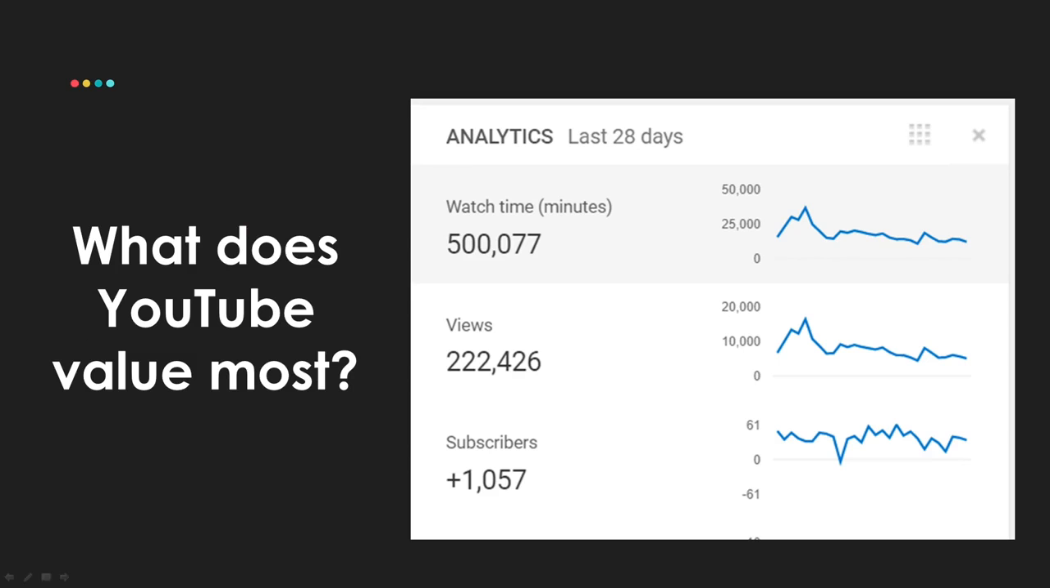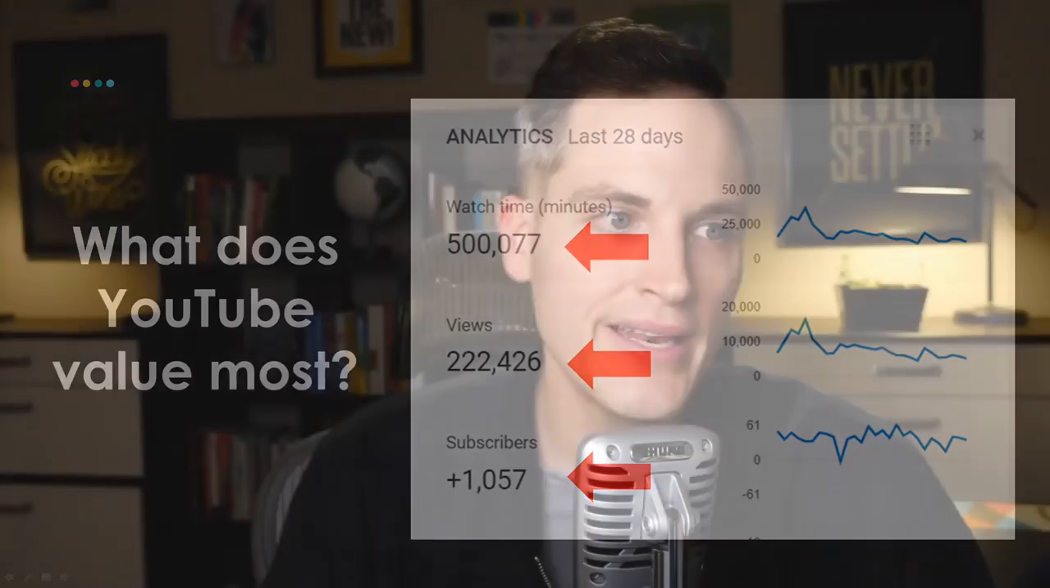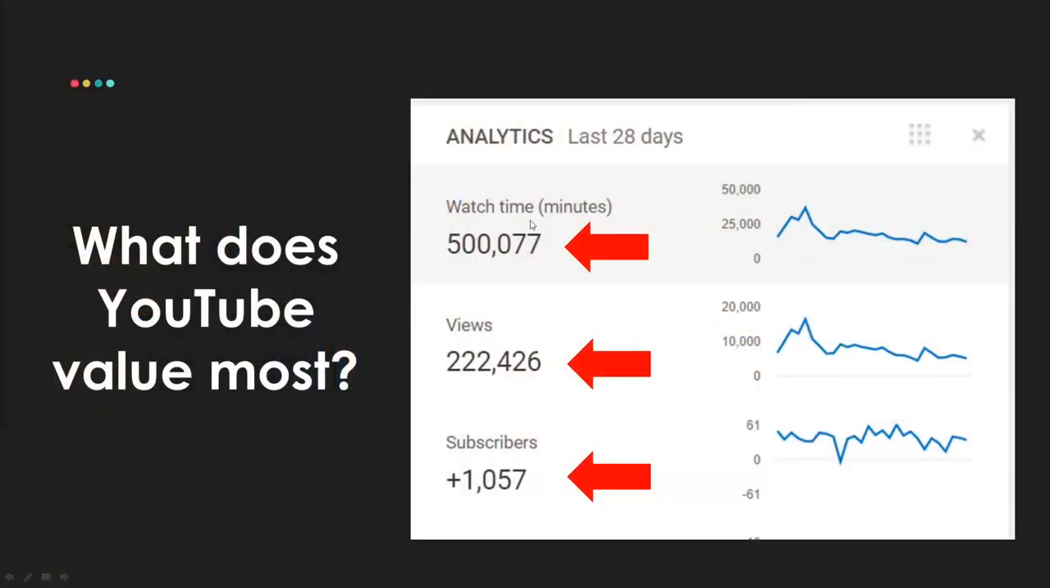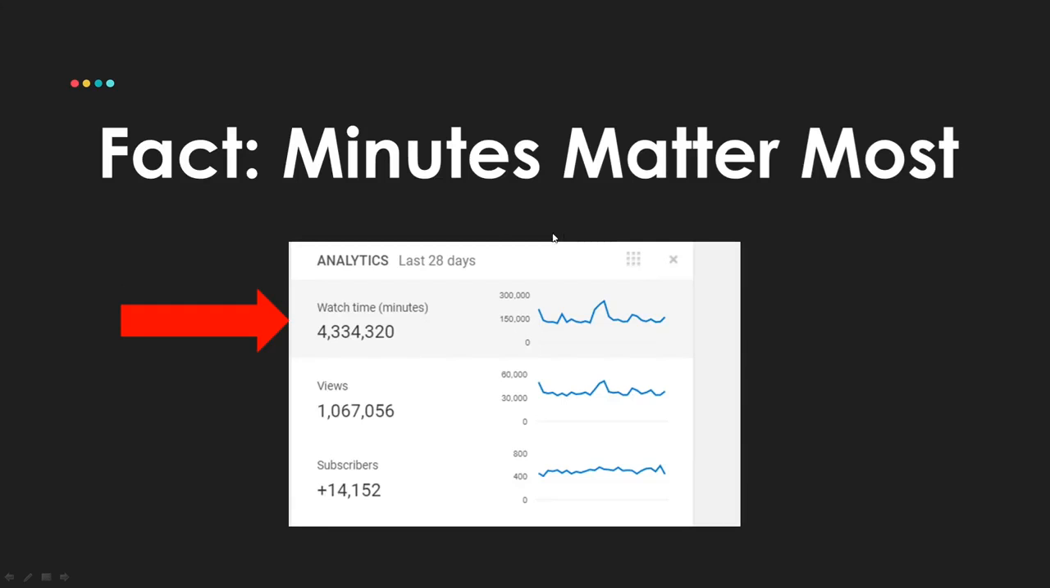When we look at this, at the bottom here is subscribers. This is a screenshot from whenever. In one month, there were 1,000 subscribers gained and 222,000 views, but watch time is at the top of the list with 500,000 minutes. So even in your own analytics, YouTube is telling you what they value the most. A lot of people say they value views, or if your channel has a lot of subscribers. While those things are important, they are not what matters most. You can see right at the top of the list, what matters most is watch time, minutes. In fact, you can write this down: minutes matter most on YouTube.